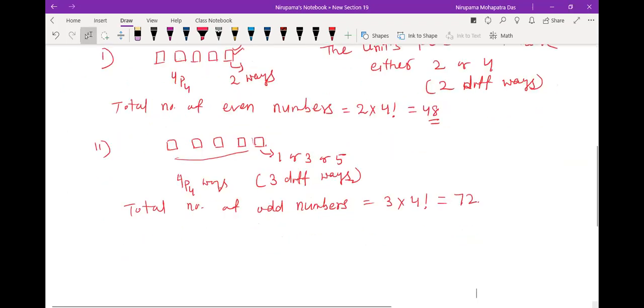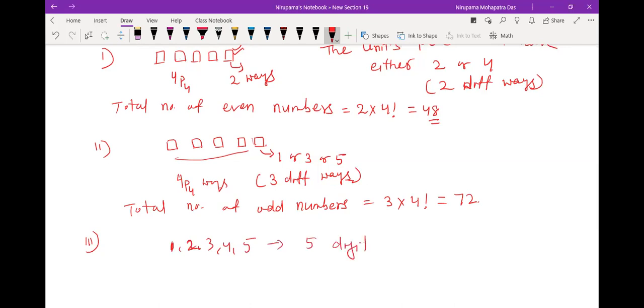Then third part is, just 3 questions. Yeah, so our third part is less than 40,000. Okay, how many numbers are less than 40,000? Again, we are using all the digits 1, 2, 3, 4, 5. 5 digits we are using. And we have to form 5-digit numbers which are less than 40,000.